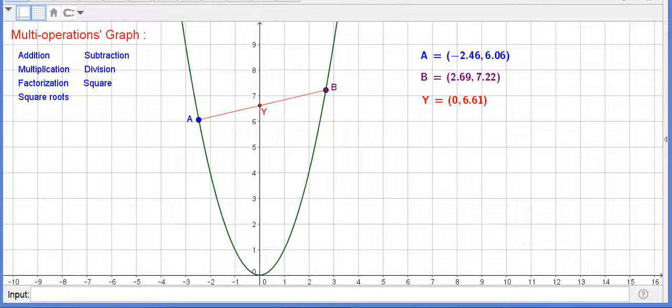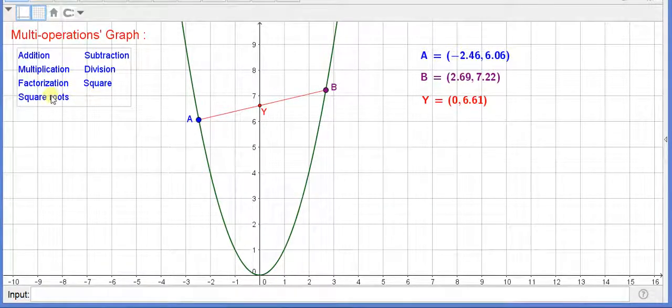This is a multi operations graph. With the help of this graph, we can perform 7 operations: addition, subtraction, multiplication, division, factorization, square, and square root of a number.